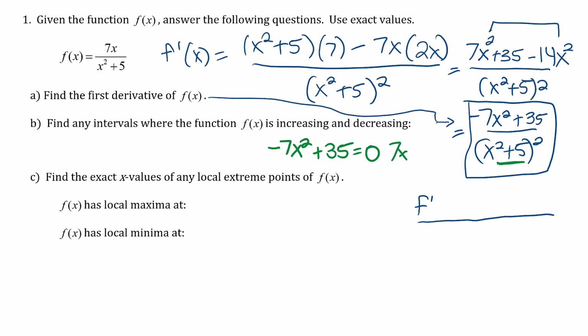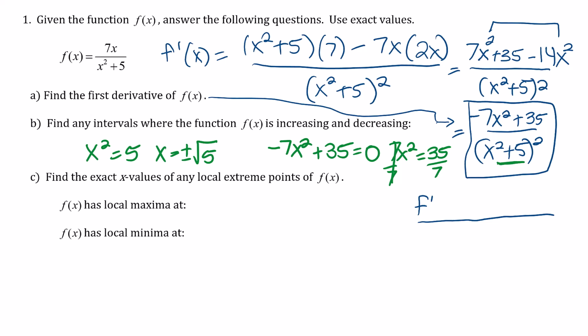So we're going to take the top of the fraction, put it equal to 0, and solve it. We could move 7x squared to the other side. 35 divided by 7. So that means x squared would equal 5. I'm going to put it back over this way in the interest of room. So x squared equals 5. So x equals plus or minus the square root of 5. We've got to remember to always put that plus or minus when we're solving an equation with a square root.